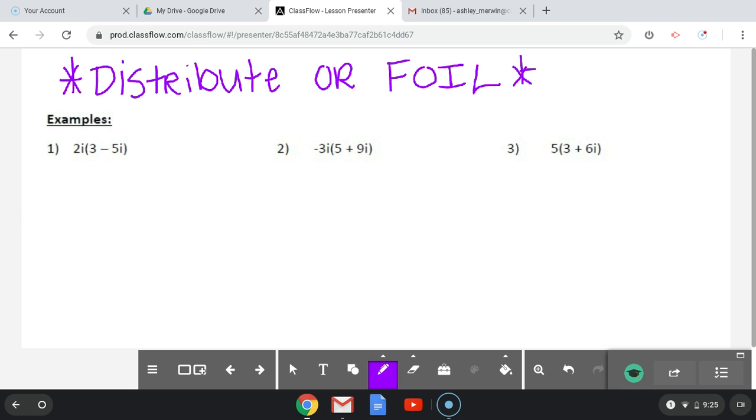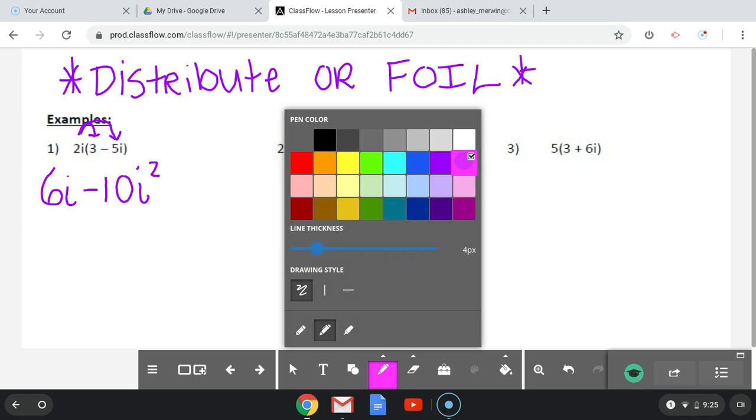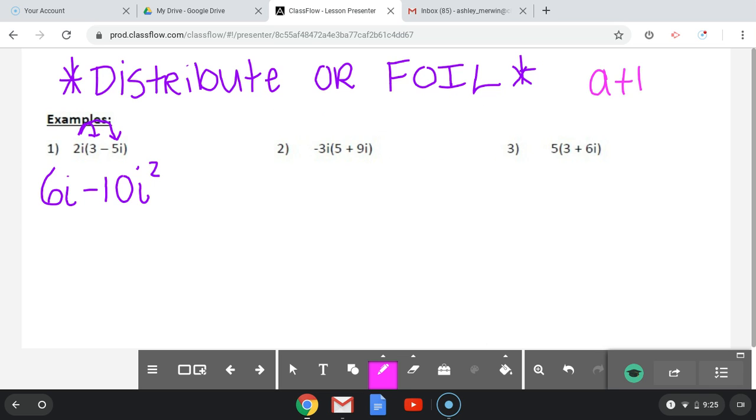Now, you can multiply imaginaries to reals. So 2i times 3, 2 times 3 is 6, so 6i. And then 2i times negative 5i. Again, 2 times negative 5 is negative 10. i times i is i squared. Now remember, we want our answers to be in the form a plus bi. Right now it's in the form 6i minus 10i squared. We don't want it to look like that.